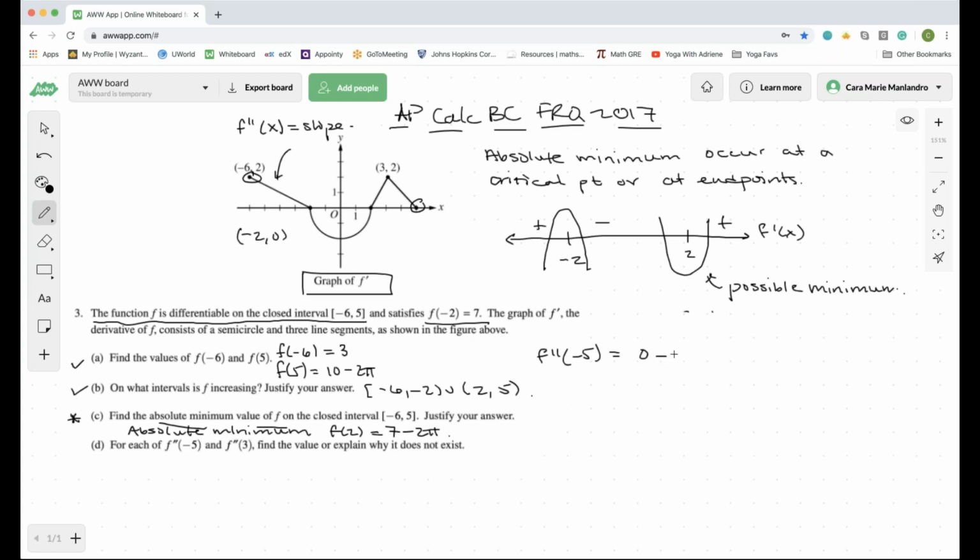All right, so 0 minus 2 over -2 minus the -6. All right, so -2 over 4. So f double prime of -5 is -1/2.